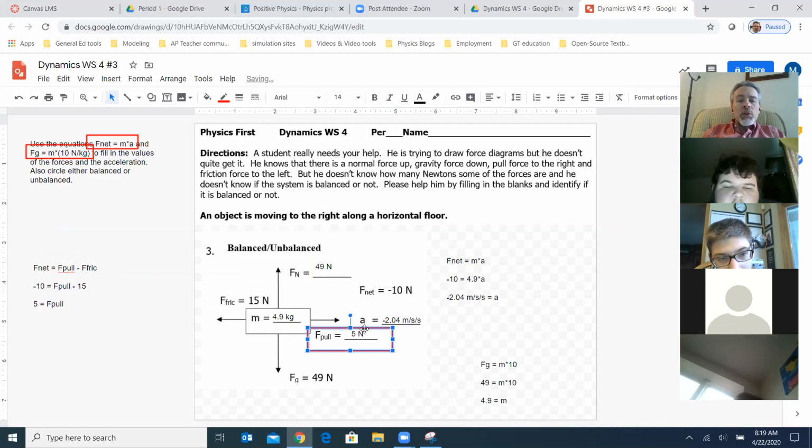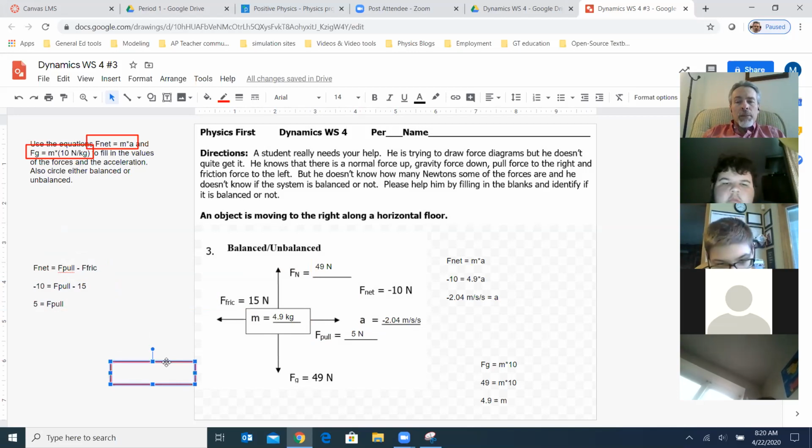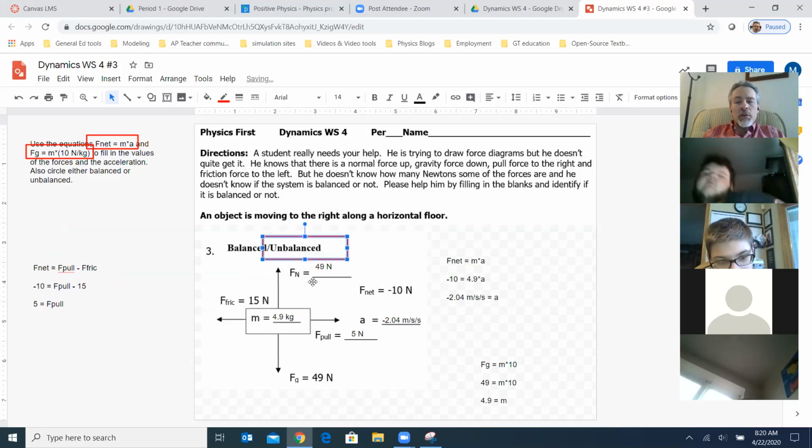The last thing we need to do together is this. Is it balanced or unbalanced? Unbalanced. It's unbalanced, yeah, because it's accelerating.